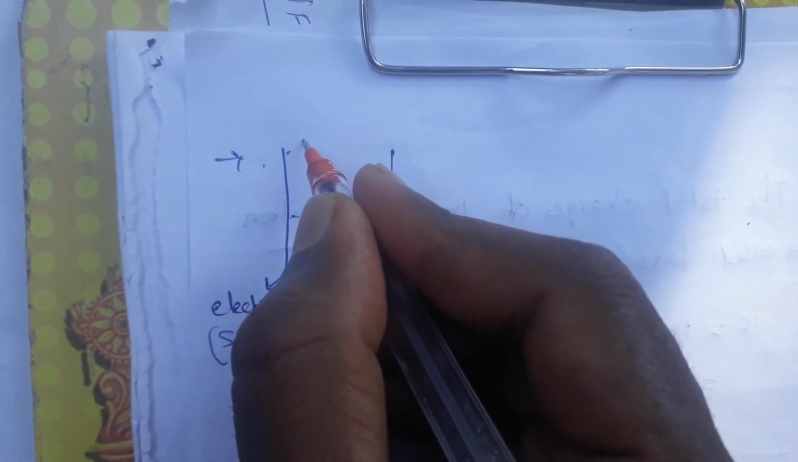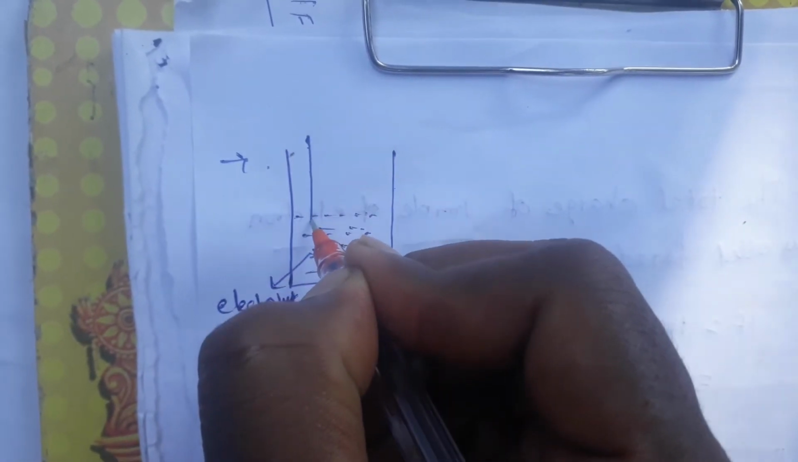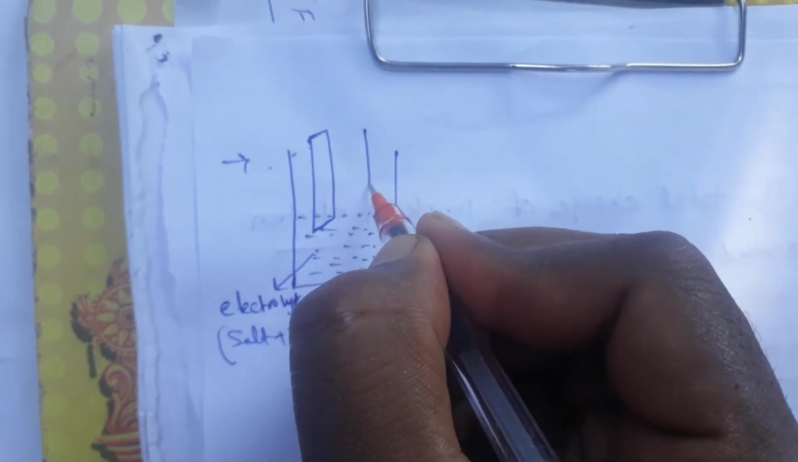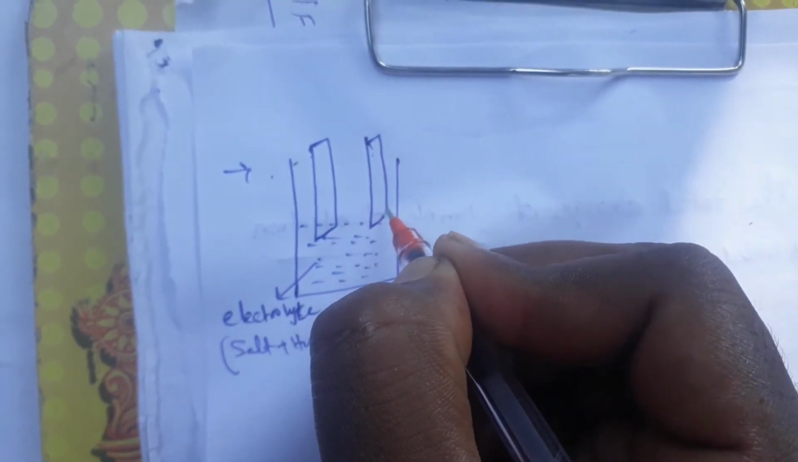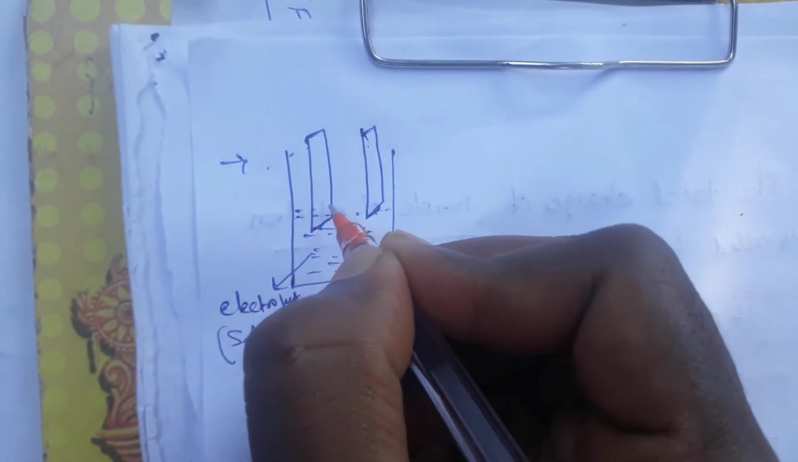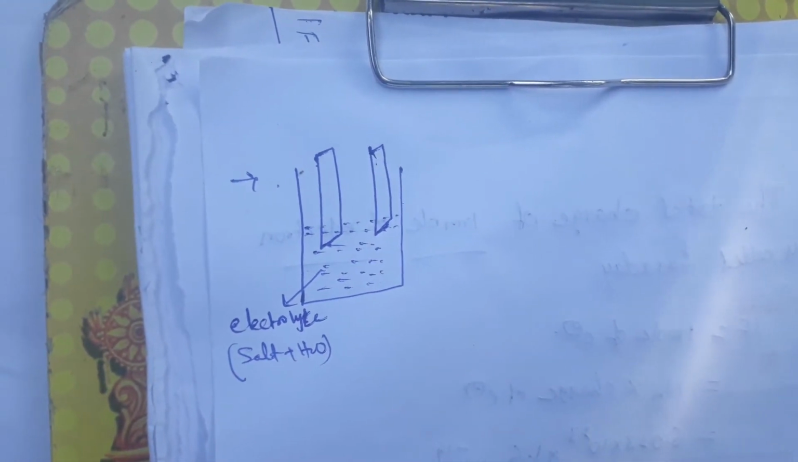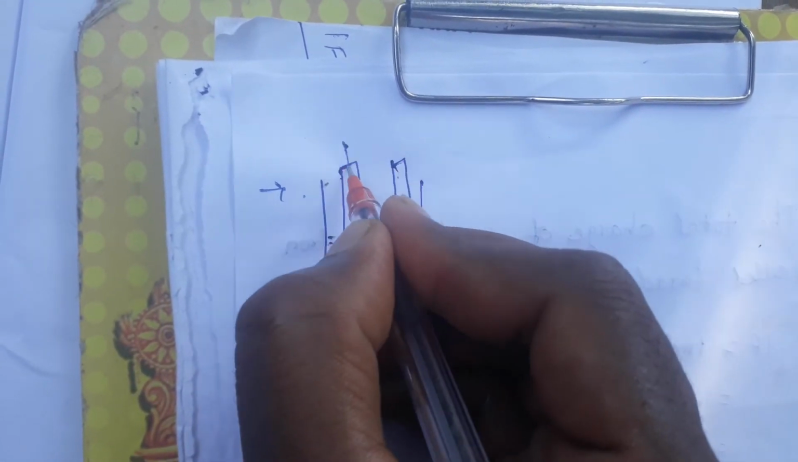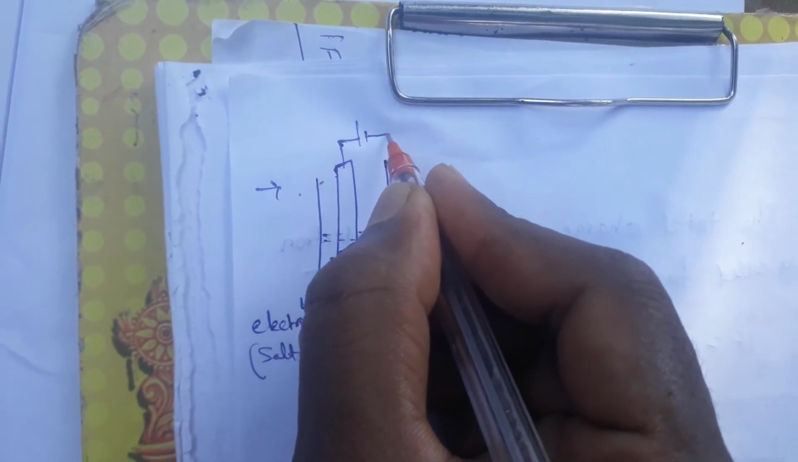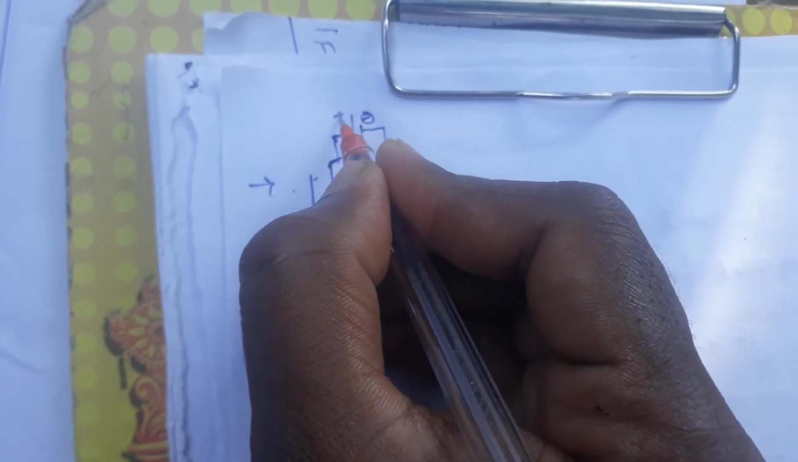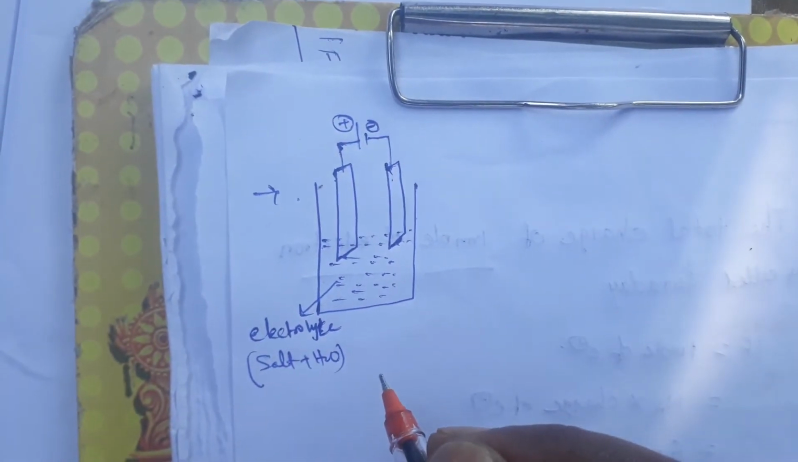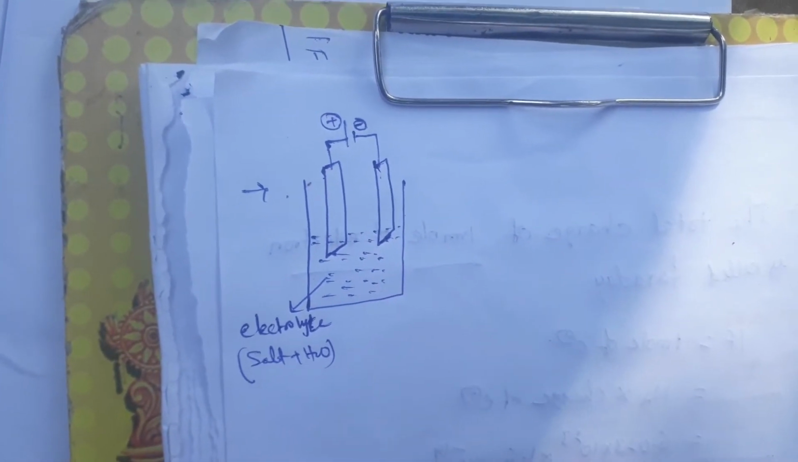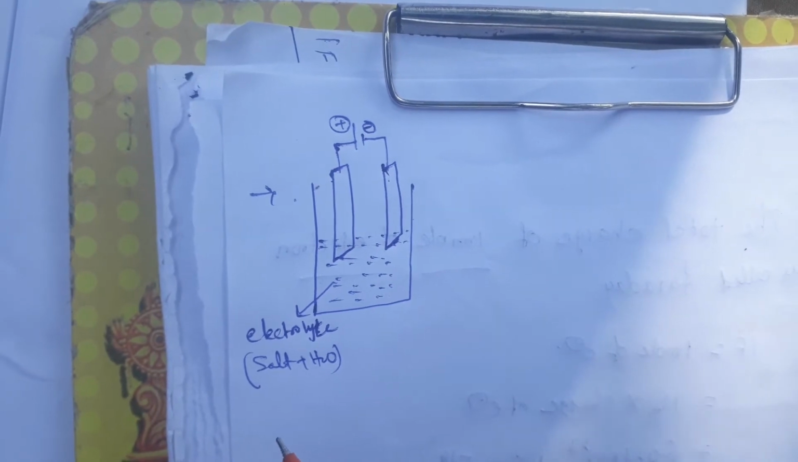And the interesting thing is you pass the electric current through the electrodes. There are 2 electrodes immersed in this beaker. One acts as a cathode and one acts as an anode. At the anode oxidation takes place, and at the cathode reduction takes place.